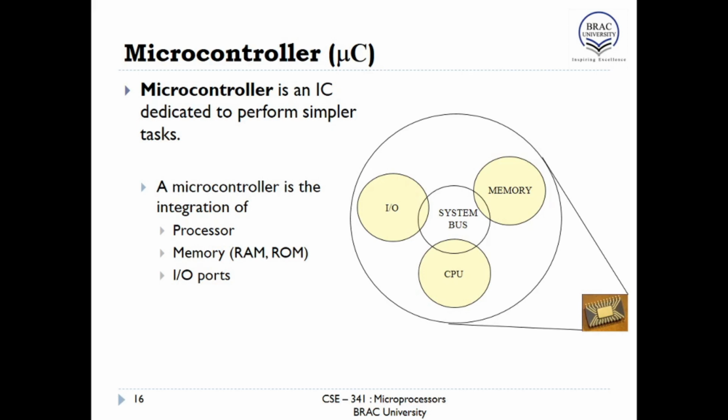And that is why we say that a microcontroller is an IC dedicated to perform much simpler tasks. A microcontroller is the integration of a processor, memory, and I/O ports into the same IC. Starting from air conditioners to microwave ovens to traffic lights, everywhere we use a microcontroller instead of a microprocessor.